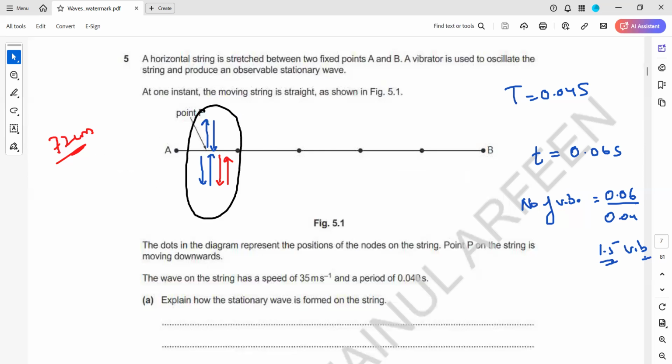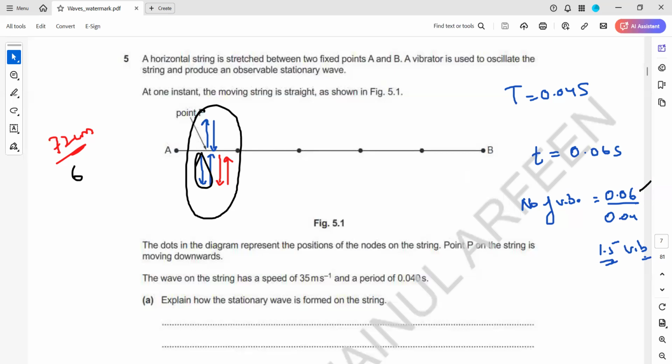And how many times has this particle moved in this 72 centimeter? How many times has this particle moved in 0.06 seconds? It has moved 6 times. So 72 divided by 6, so we'll know the distance covered in each one. 72 divided by 6, what's the answer? The answer will be 12.